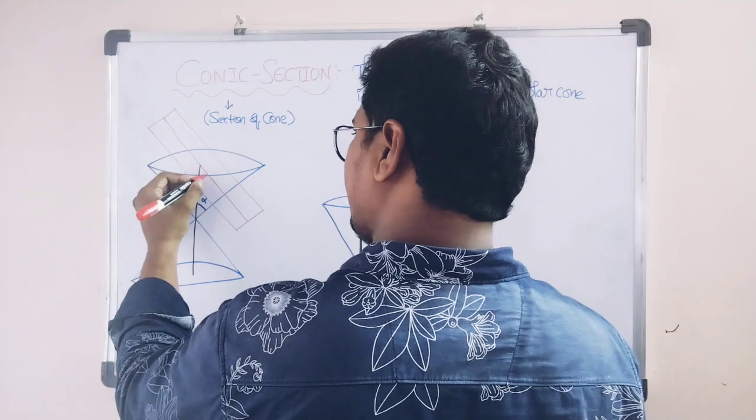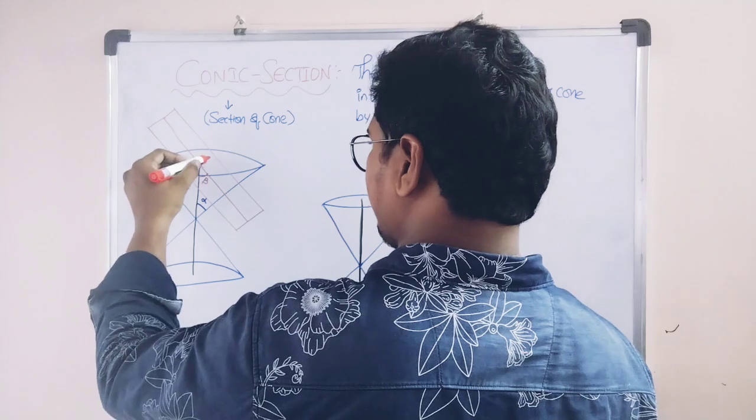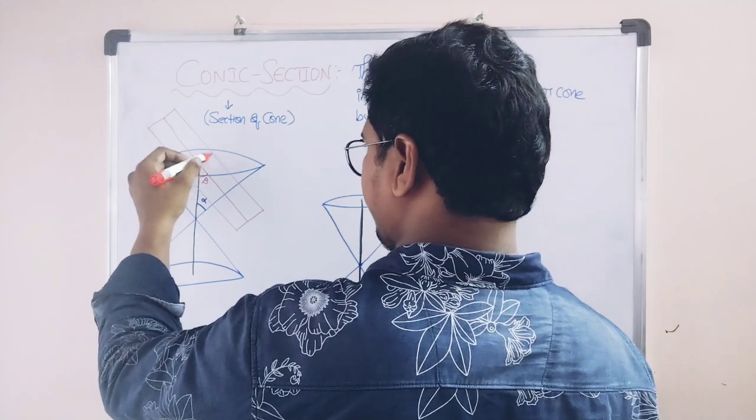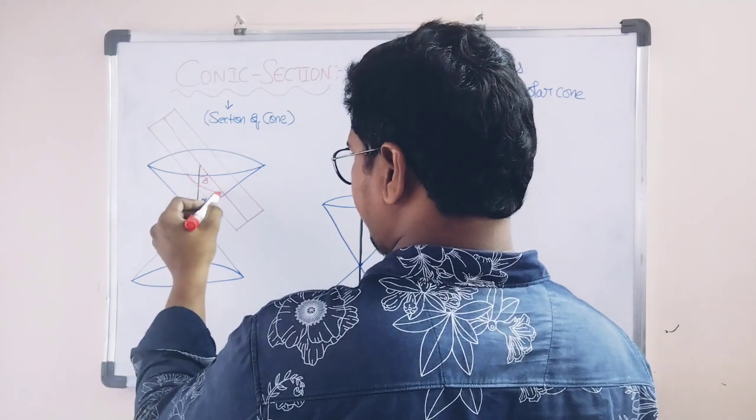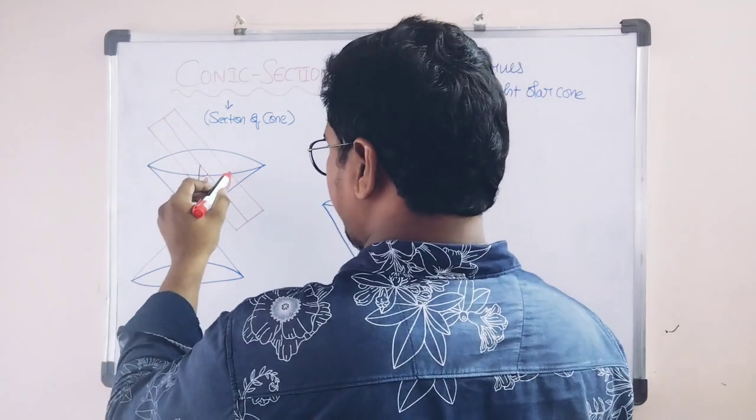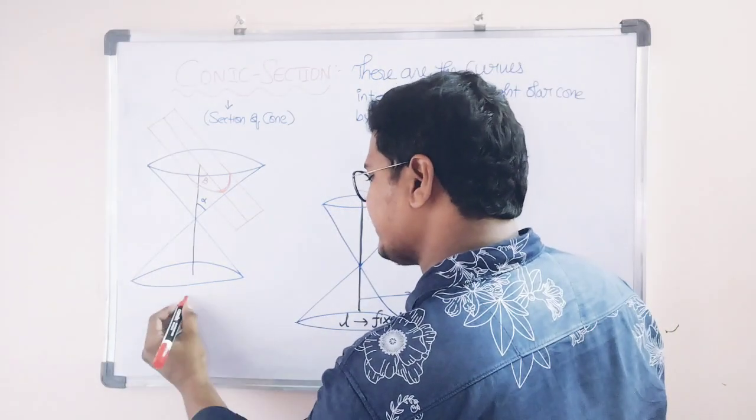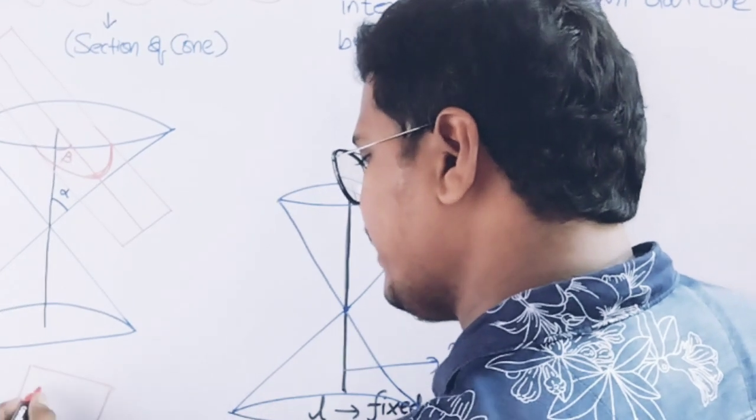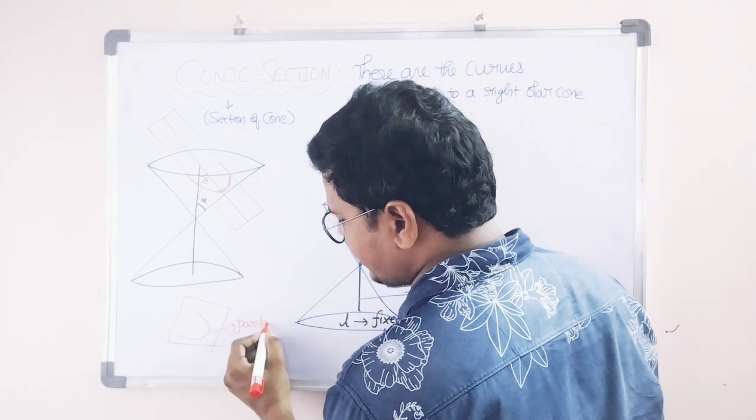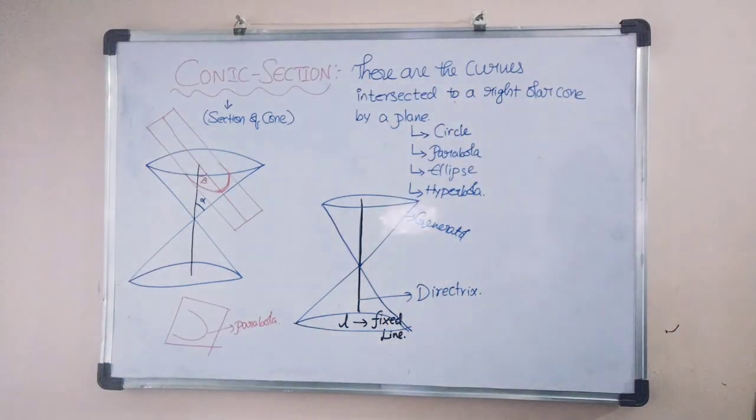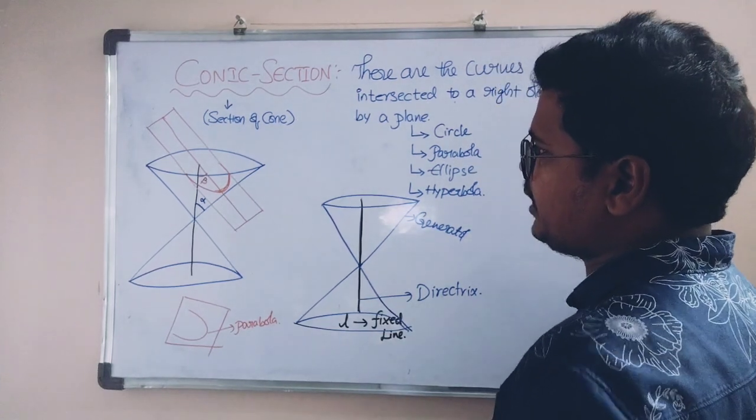Here it makes an angle beta, and while cutting we obtain one closed figure here. After cutting, one parabolic form will appear. Whenever a plane cuts like this, we get a U-shaped curve. It is none other than a parabola. Hope you understand, guys? This is treated as a parabola.